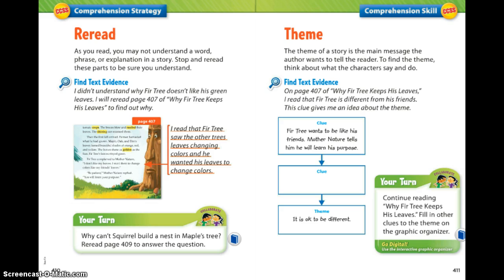Clue. Fir Tree wants to be like his friends. Mother Nature tells him he will learn his purpose. The theme of Why Fir Tree Keeps His Leaves is that it is okay to be different.